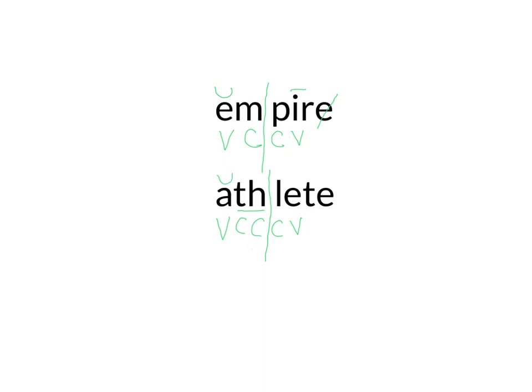The next syllable is a vowel followed by a consonant and a silent E. That is your silent E syllable. The first vowel will be long and the E will be silent. That word is athlete.